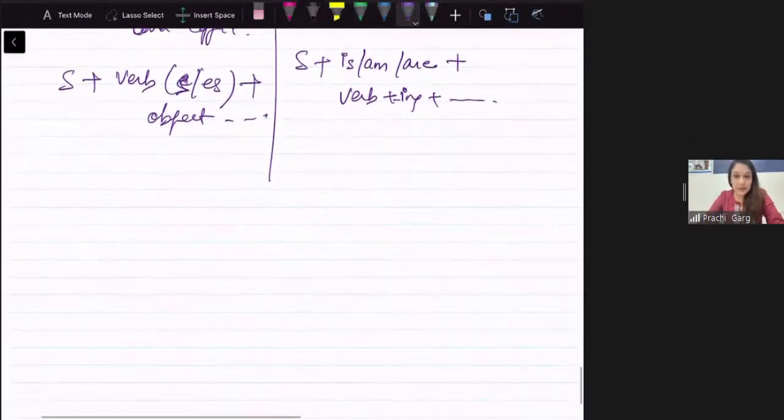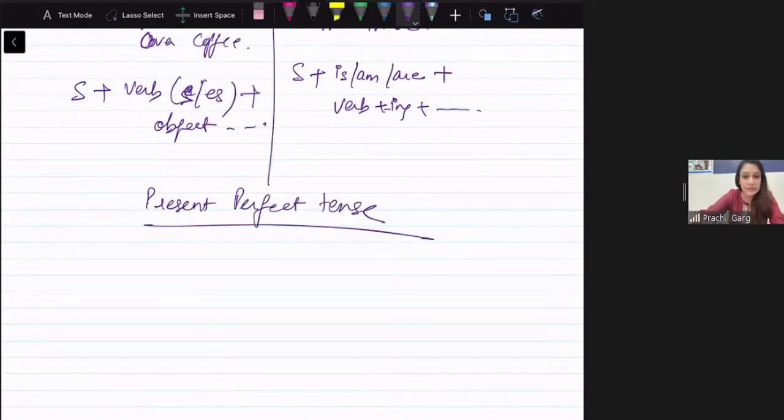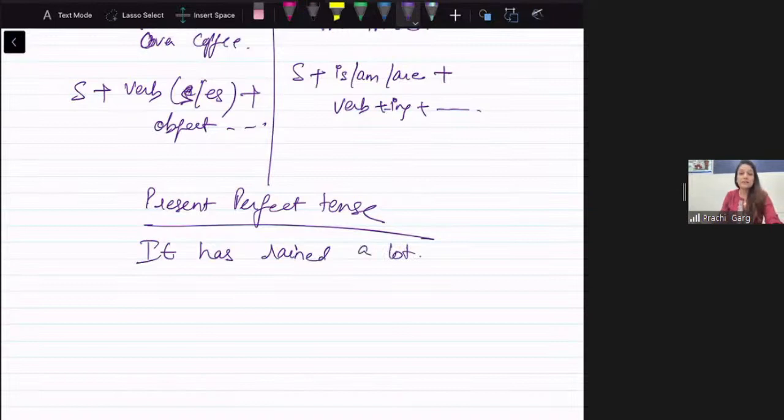So after continuous tense, we will be talking about the present perfect. Now, present perfect tense. How will you write a sentence in present perfect tense? It has rained a lot. Okay, it has rained a lot.